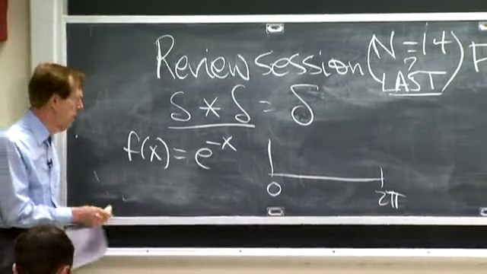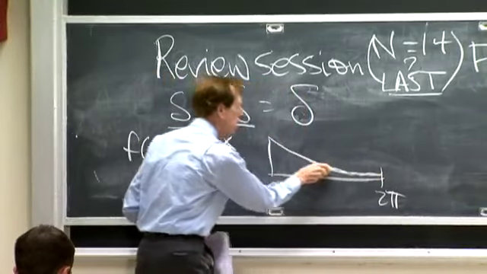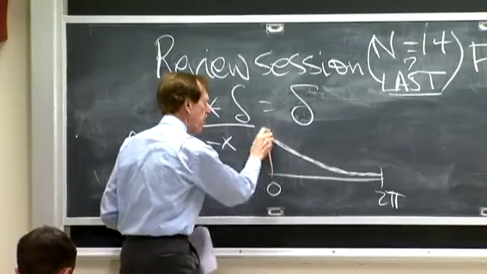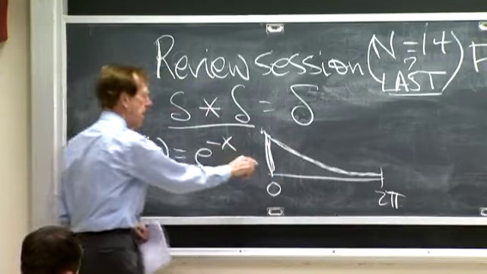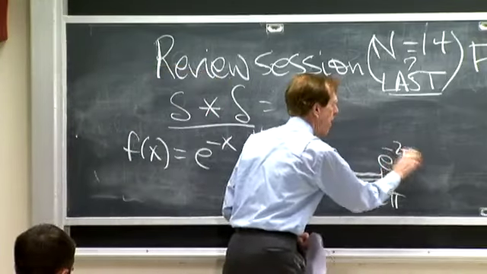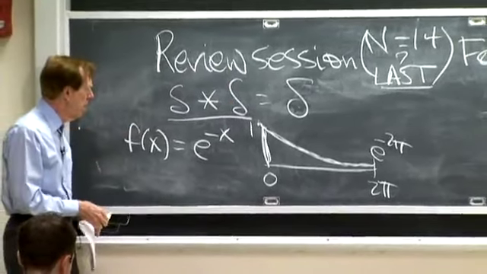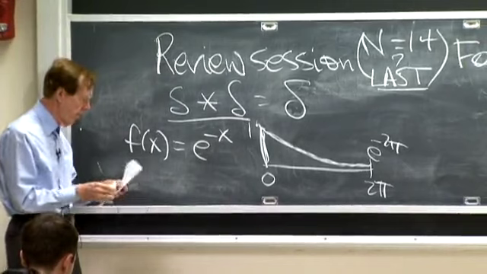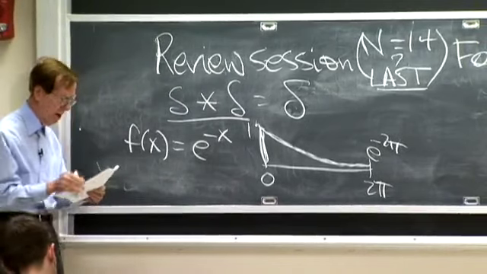So what will e to the minus x look like? It'll be much steeper than that, but that would do it. So that's e to the minus x. Here it's 1, and here it's e to the minus 2 pi. And then repeat. So find its Fourier coefficients. I'll just say what the question is, and you can ask me.